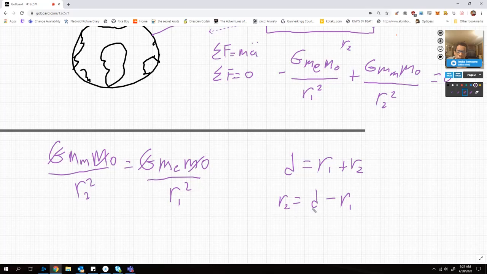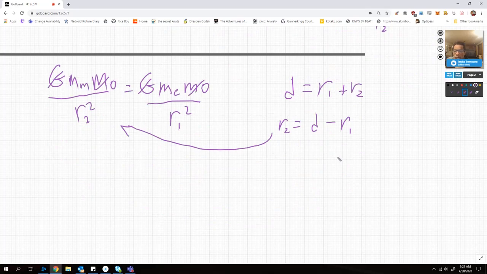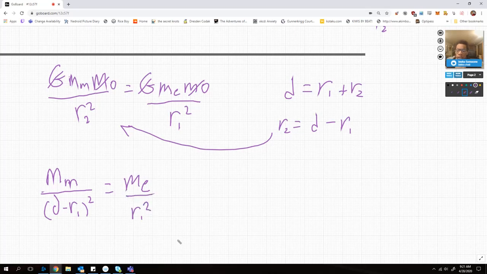And then we can plug this term into here. And what we get is mass of the moon divided by (D minus R1) squared equals mass of Earth over R1 squared. All right, so at this point, it's basically just an algebra problem. We've done all the physics now, and we just need to solve for R1. If we do that, we'll have our answer. So let's solve for R1.